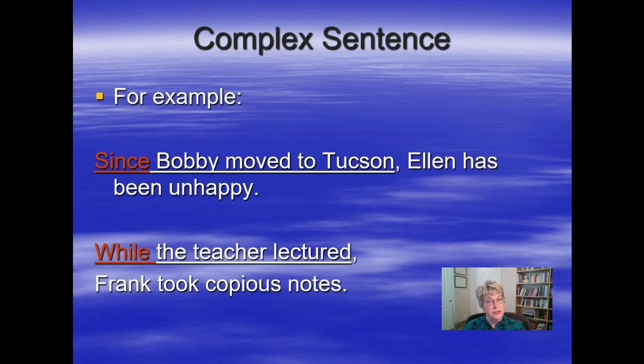Since Bobby moved to Tucson, Ellen has been unhappy. Now, when a subordinating conjunction initiates a sentence, then we know that this is going to be a dependent clause. And we know there's going to be a comma right here. So again, we have another example.